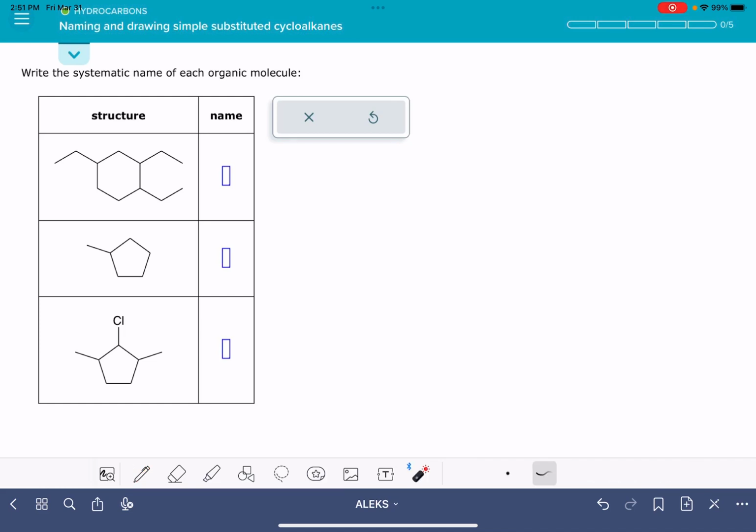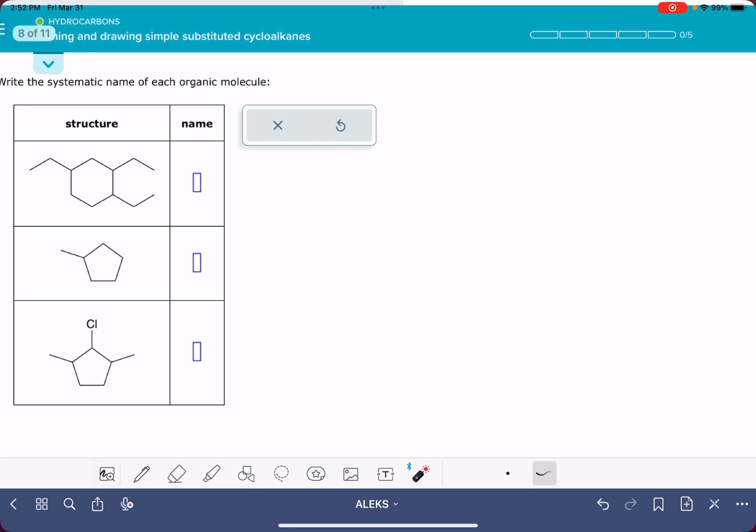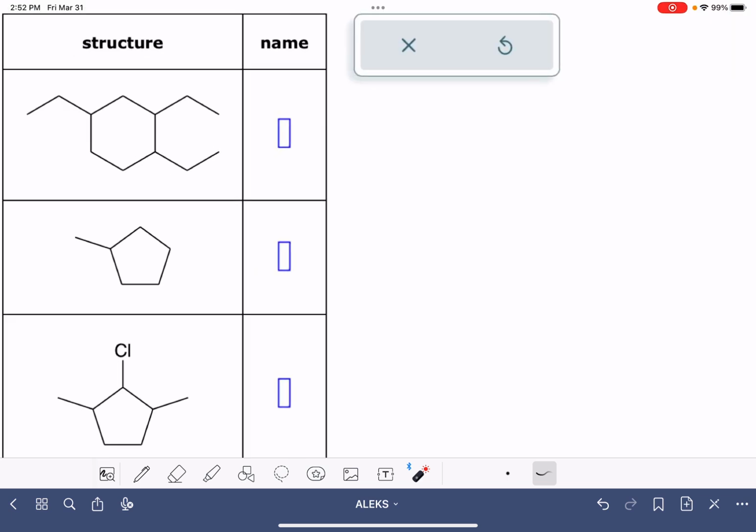In this video, we're going to work on the ALEKS problem called naming and drawing simple substituted cycloalkanes. There are two different versions of this problem. This is one version where we have been provided with three different structures and we're asked to come up with the name of each one of these three molecules. Let's do this version of the problem first.